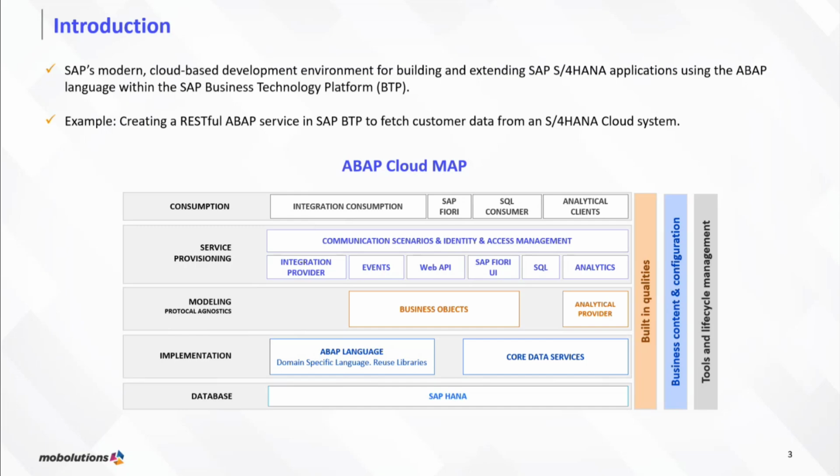Let's see the introduction of ABAP on Cloud. ABAP on Cloud is SAP's modern cloud-based development environment. It allows developers to build and extend SAP S/4HANA applications using the ABAP language, all within the SAP Business Technology Platform (BTP). This shift to the cloud is significant because it enables faster innovation, seamless integration, and scalability, helping organizations adapt more quickly to changing business needs.